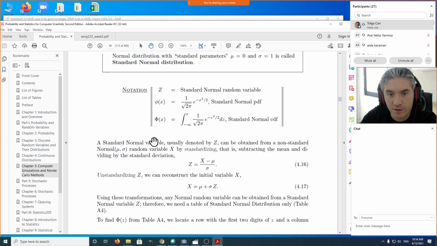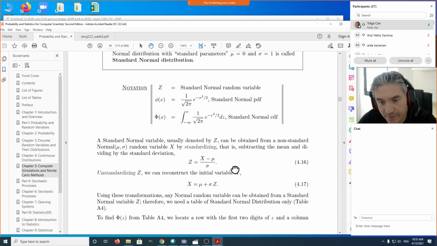Okay, so the standard normal random variable, as I said, is usually indicated by this uppercase Z, and its PDF and CDF are usually indicated by the Greek letters lowercase phi and uppercase phi. Phi of x indicates the standard normal PDF, and uppercase Phi is the standard normal CDF.